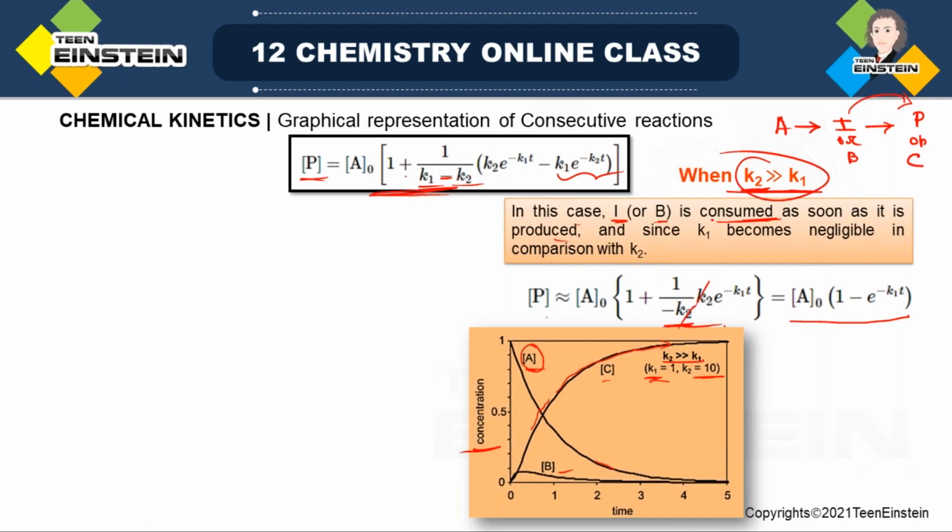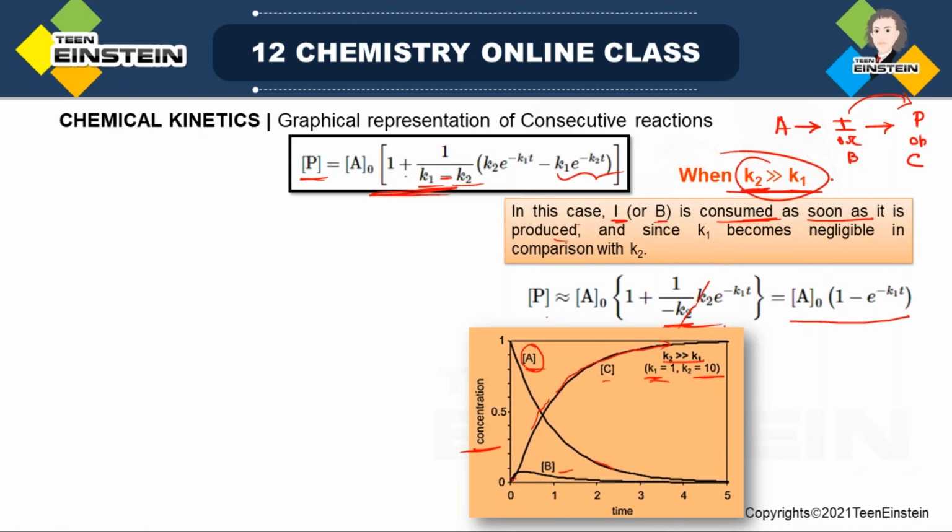Now look at the line of B. As it is mentioned here, B is consumed as soon as it is produced. That means the change of B with time is not very drastic, because whenever it is produced, it is consumed. It is again produced, it is consumed. So there will never be a time when the concentration of B, that is, the concentration of the intermediate, is very high. So that is the reason the nature of this plot is like this.